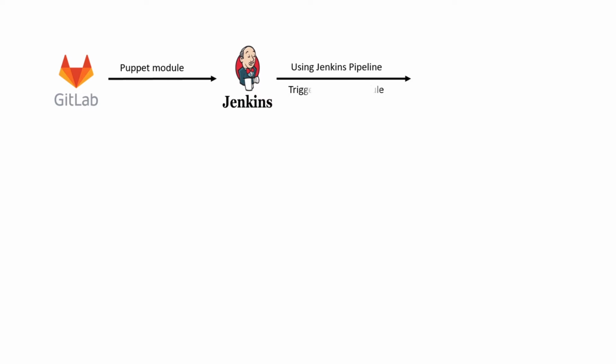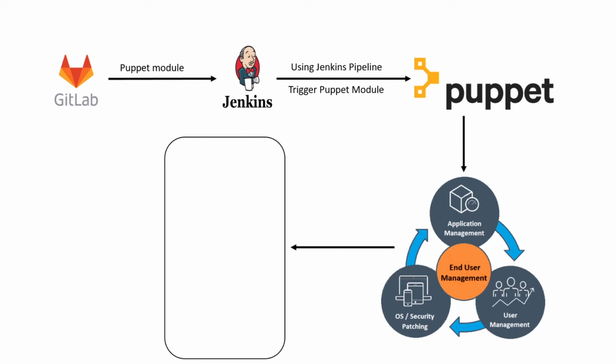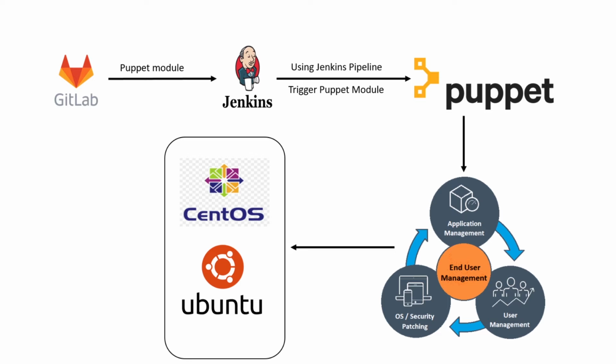Jenkins job will trigger the Puppet module in the Linux server machines, which will perform the below tasks: application installation, application upgrade, OS patching, and creating a user on Linux machines. Now, let us see how the Linux server management happens via the Jenkins pipeline.